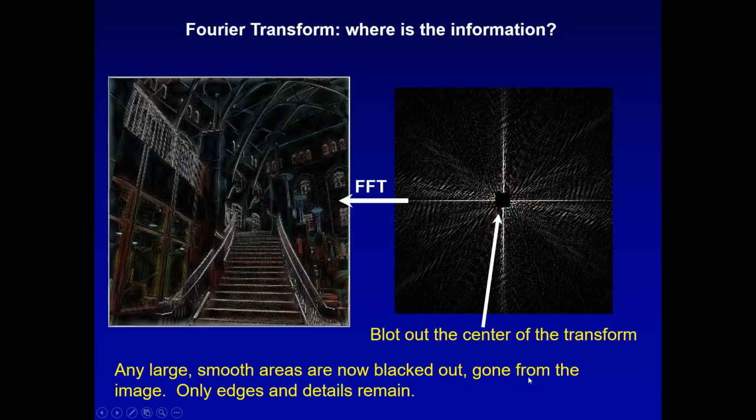We only have the edges and the details, and that is true for MRI as well. If we do not sample the center of K-space, an image of, say, the brain is going to show the sulci, the edges of the head, the outline of the brain. In some other organ, you're going to see the edges.